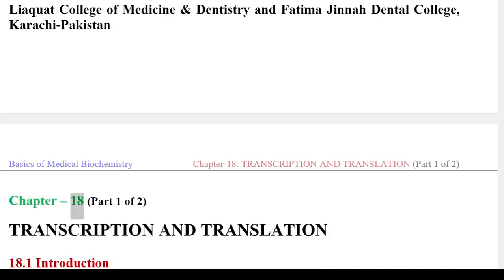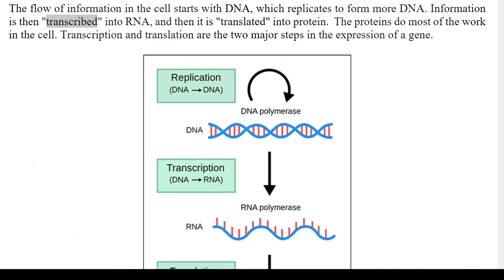Chapter 18, Part 1 of 2. Transcription and Translation. 18.1 Introduction. The flow of information in the cell starts with DNA, which replicates to form more DNA. Information is then transcribed into RNA, and then it is translated into protein. The proteins do most of the work in the cell. Transcription and translation are the two major steps in the expression of a gene.